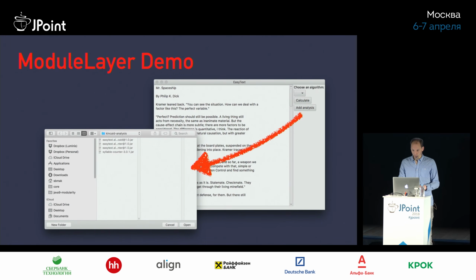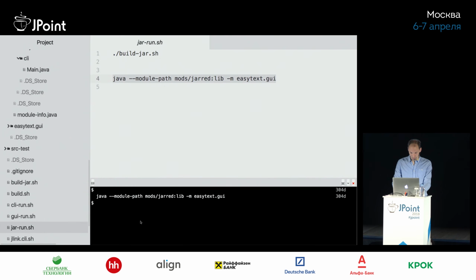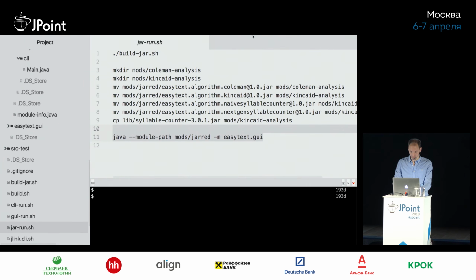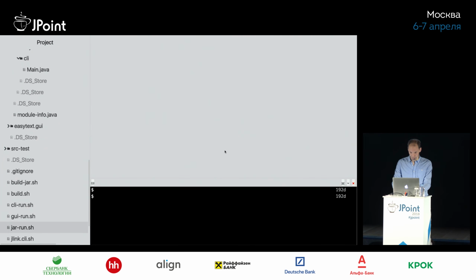So our goal here is to take the EasyText application and to change it into something that's extensible at runtime, and not just by stopping and starting the application and changing the module path. So let's see how that works. And for that, I'm going to switch to the dynamic loading branch of this repository. Here we go. And I'm going to run the application again, just to show you how it works now.